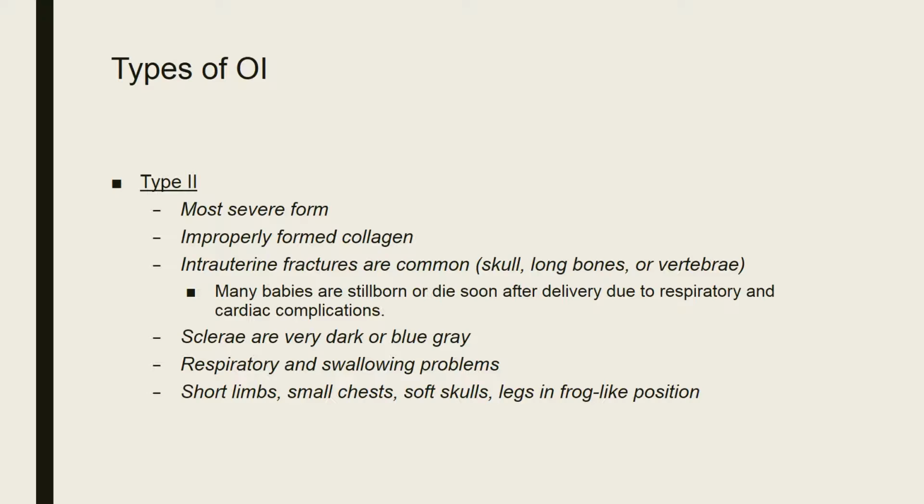Those that are born have shorter limbs, have a very small chest cavity, have very soft skulls. Their legs are in sort of a frog-like position because they pretty much have hip dysplasia. And as a result, again, they're having those respiratory swallowing problems. And again, with their eye colors, the sclera are very dark or a blue-gray type of color.